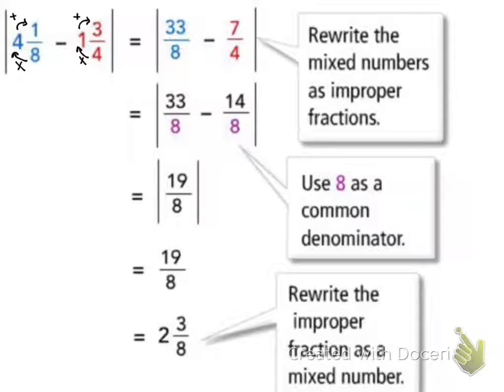I'm going to do the same process with the 1 3/4. 4 times 1 is 4, plus 3 is 7, so 7/4. So great, now I have 33/8 minus 7/4. I still don't have common denominators, so what do I do?